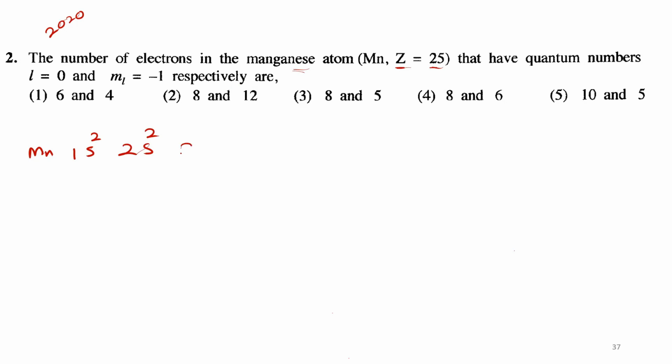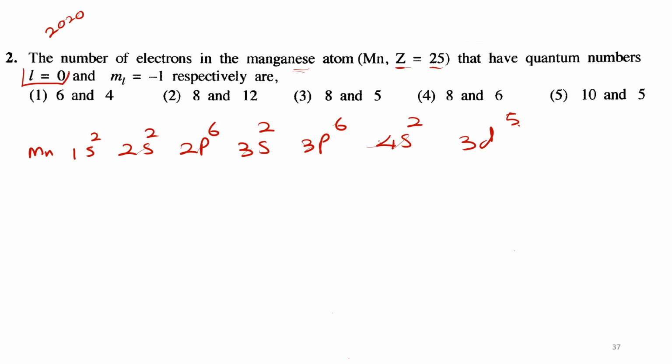2s2, 2p6, 3s2, 3p6, and 4s2, 3d5. If you want, you can write it the other way as well. If you want, you can write it as 3d5, 4s2.